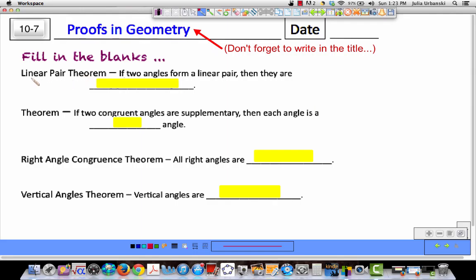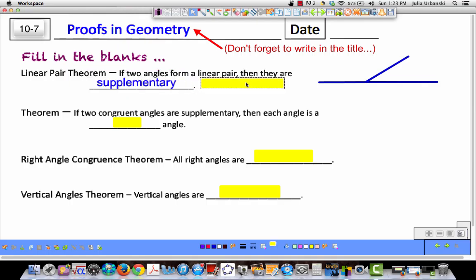And if you have a straight line here, and you have two angles that form that straight line, like a linear pair, then what is the one thing you can say about them? They form a straight line, which is 180 degrees, and that makes them supplementary, just like what we did with the supplementary problems. These two angles are supplementary.